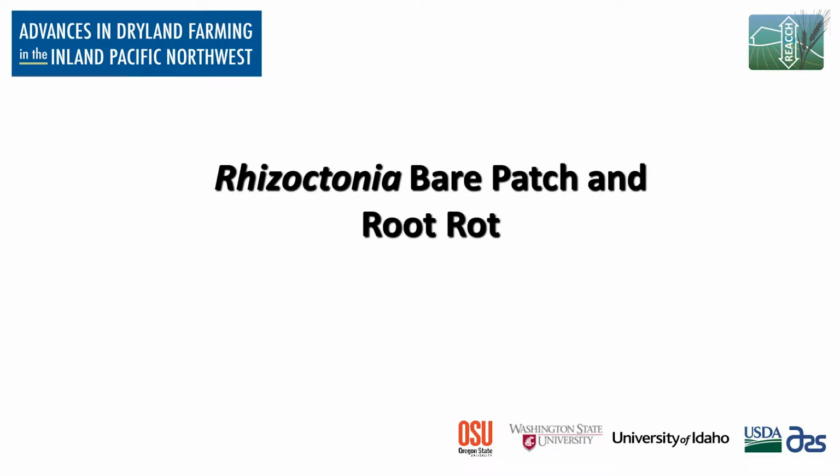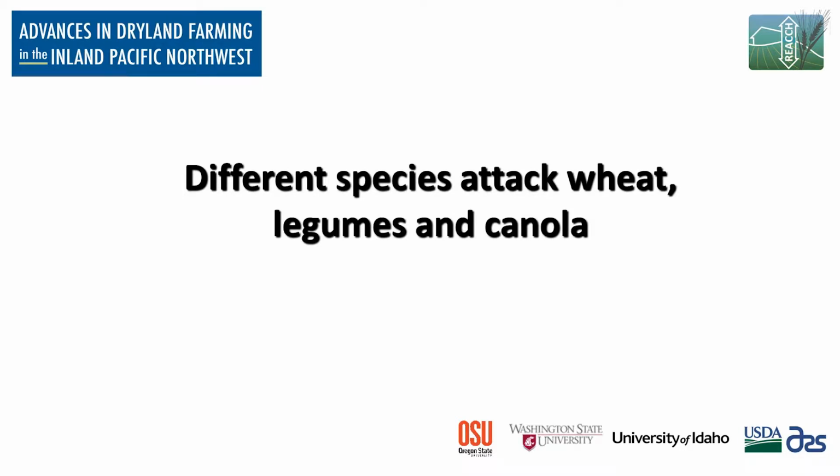Okay, now I'd like to transition to another root disease, very similar to Pythium. We don't have any video on this, but I would like to show you a few slides. It's called Rhizoctonia bare patch and root rot. There are all sorts of different species of Rhizoctonia, and I'll only focus on 3 of them. But like the Pythium, they have a fairly wide host range. They can attack wheat, legumes, and canola.